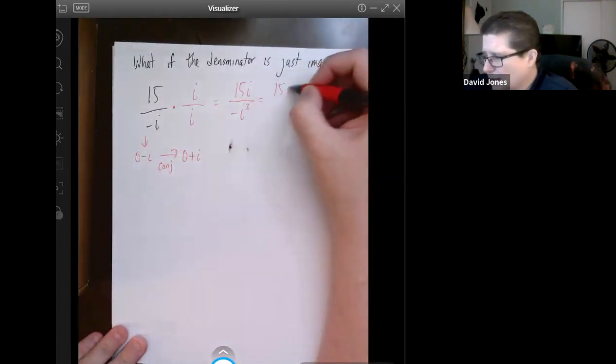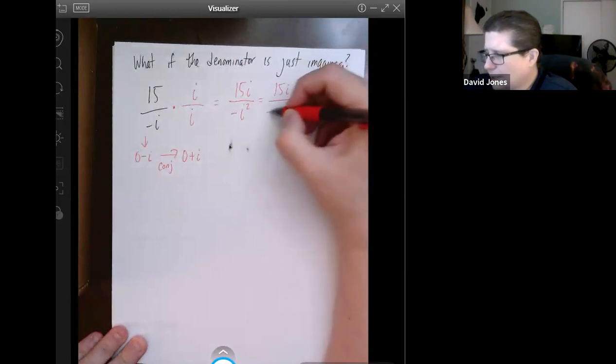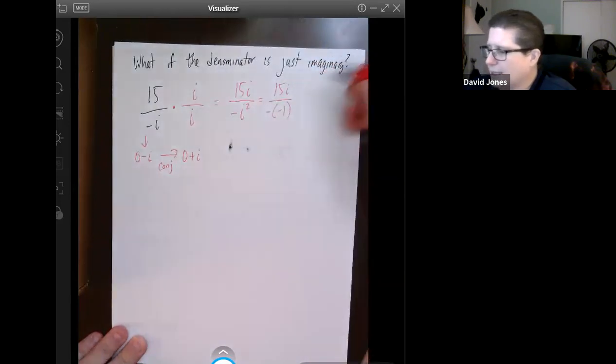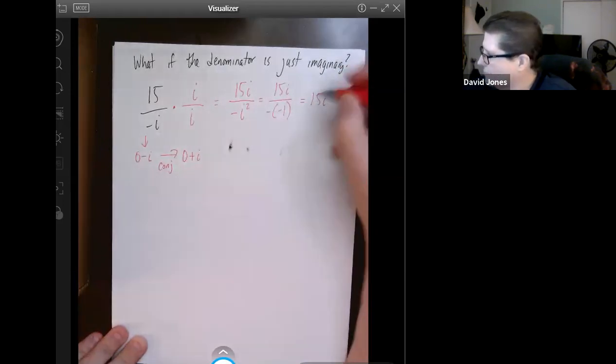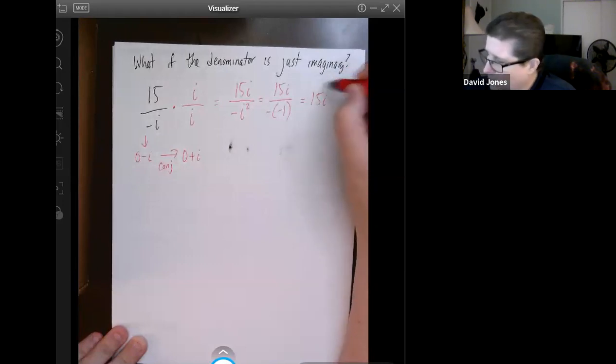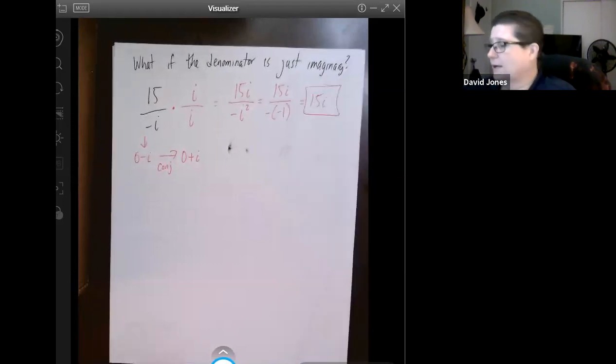But i squared is negative 1. So I've got negative, negative 1. Negative, negative 1 becomes positive 1, and this just becomes 15i. Okay?